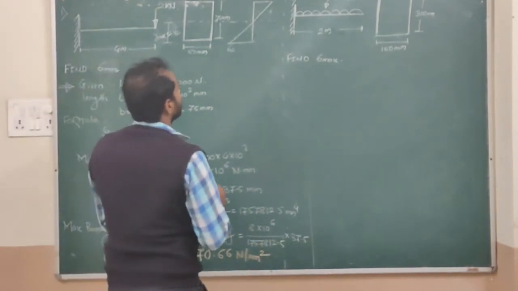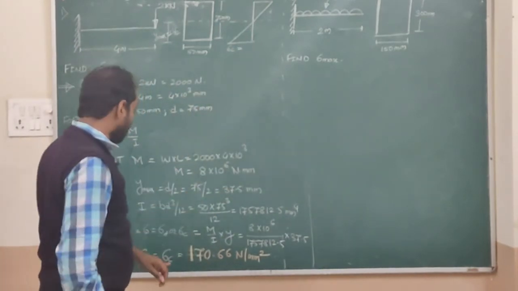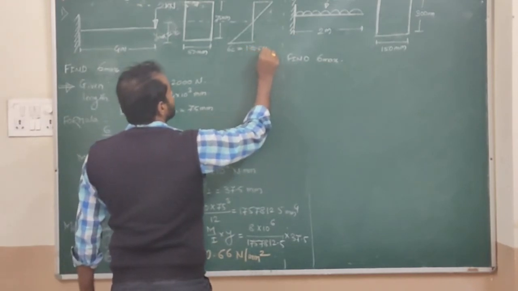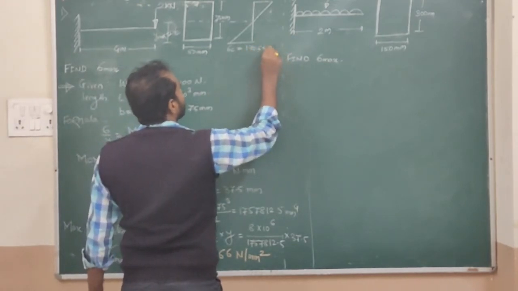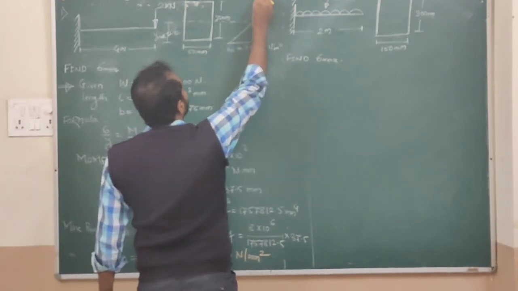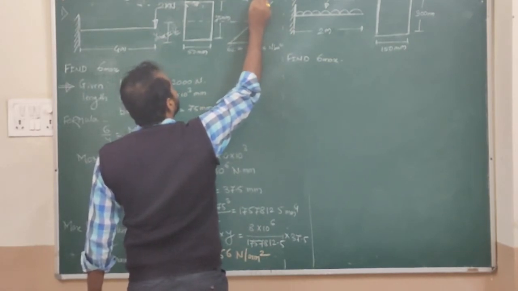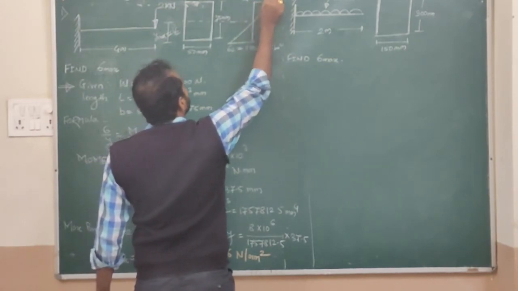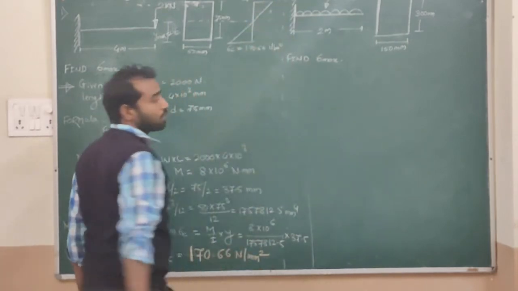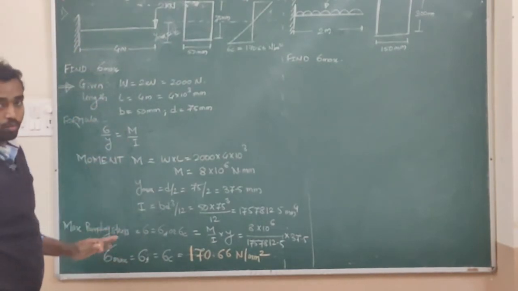So the maximum stresses at the extreme fiber will be 170.66 Newton per mm square, and similarly for sigma t it is 170.66 Newton per mm square. Okay, so this is how we have solved the numerical.